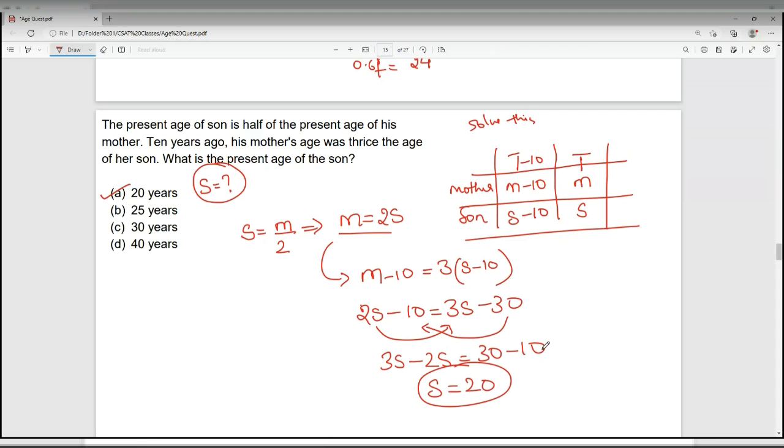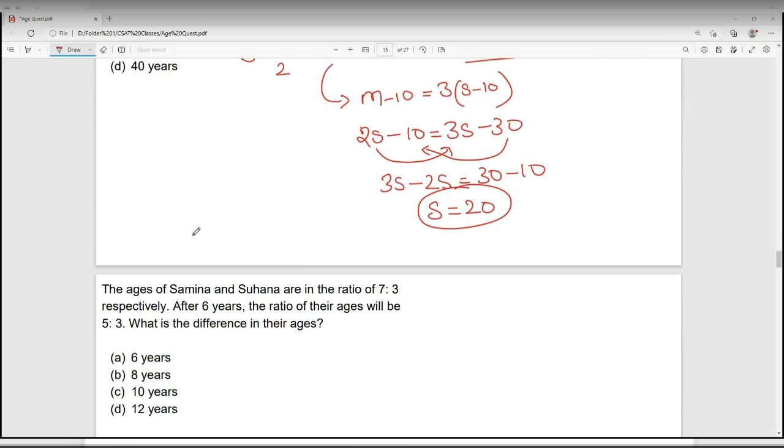If any of you have any doubts, you can please raise your hand and ask your question. If you have any doubt, or we'll move to the next question. Okay, we'll move to the next question. Please take 3 minutes to solve this question.